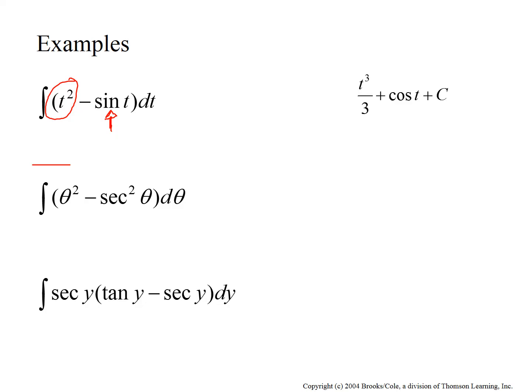Now, I know you don't like the way this looks, but this is still just x's. So I changed the variable. Notice I changed the variable here. It was dt because we had t's, and this is theta because we have thetas. But we're going to treat this just as if it were x squared minus secant squared x. Again, on the x squared, we're going to use the power rule, and on secant squared x, we're going to just remember the formula for that.